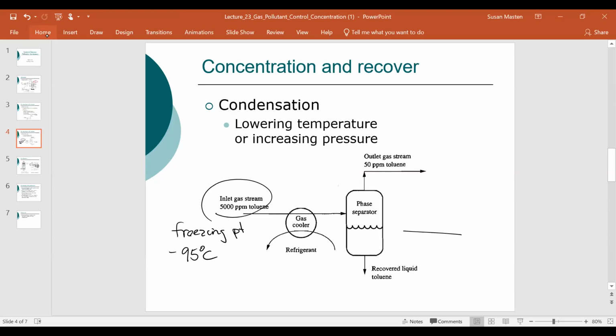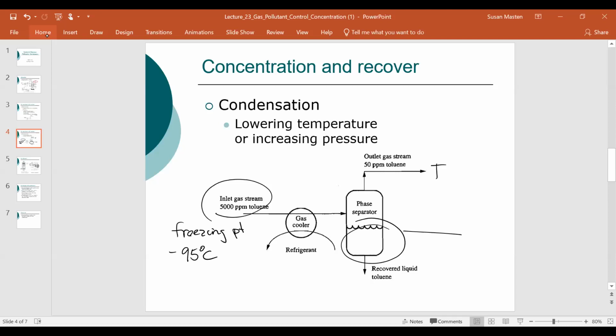And then we would have a phase separator. So what we've done is we've chilled that toluene, taking it from a gas phase to a liquid phase. We then have a phase separator so that we can recover the liquid toluene, reuse that, and then we would have an outlet stream. And in this case, the outlet stream contains 50 parts per million toluene.